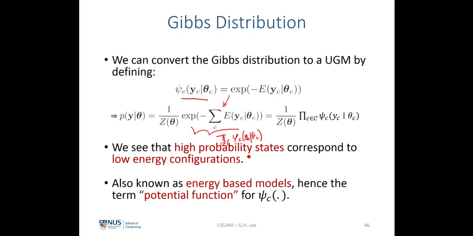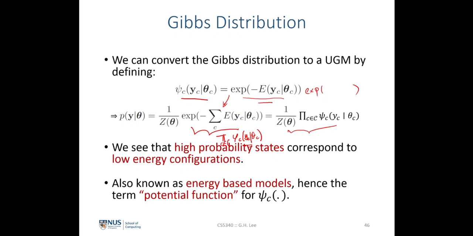So now we have replaced each particular term over here using this expression. And since we are multiplying all the exponential terms together, what this means is that we can bring the product into the exponential to become a sum of all the energy potentials. As a result, we can use this particular expression, which is the Gibbs distribution, to represent our joint distribution in the undirected graphical model.